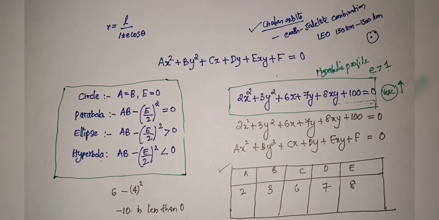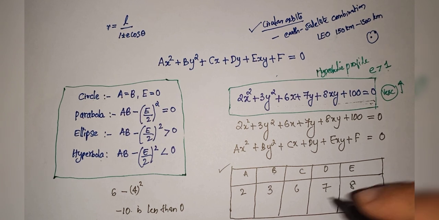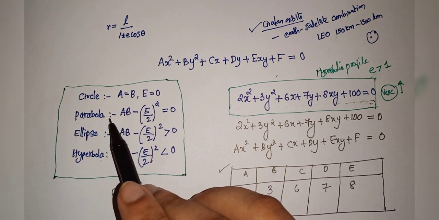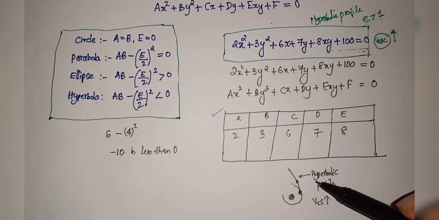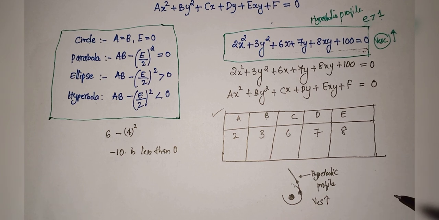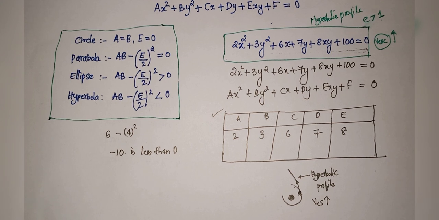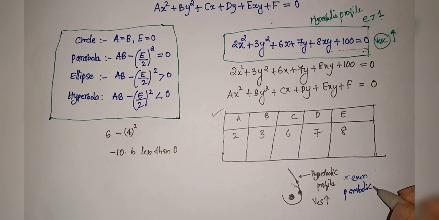And if it is an ellipse, as you know, that is your sun and planet combination. So that is going to be your ellipse. If it is a parabola or hyperbola, you can fix it: your spacecraft is trying to escape from the Earth's gravitational pull or any planet's gravitational pull. So it can be your hyperbolic profile, or even your parabolic profile. That is how you do the analysis.